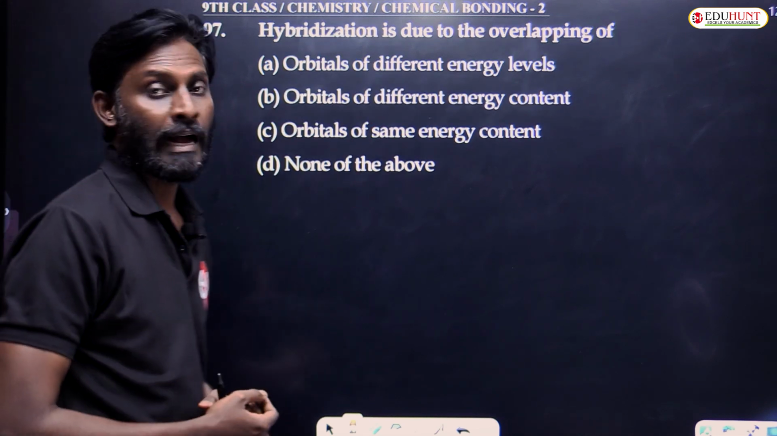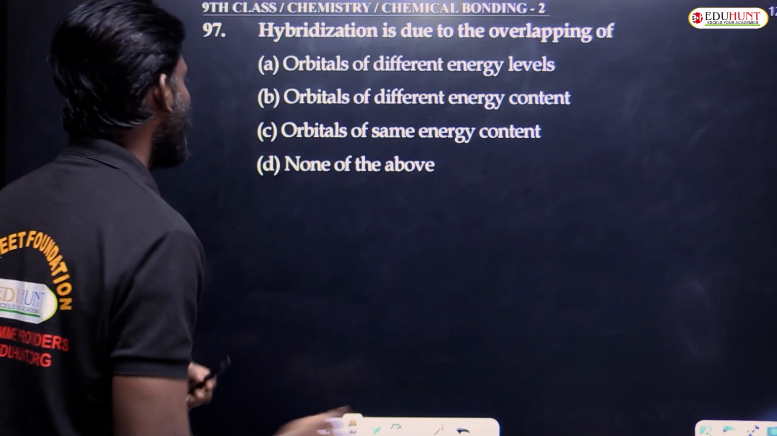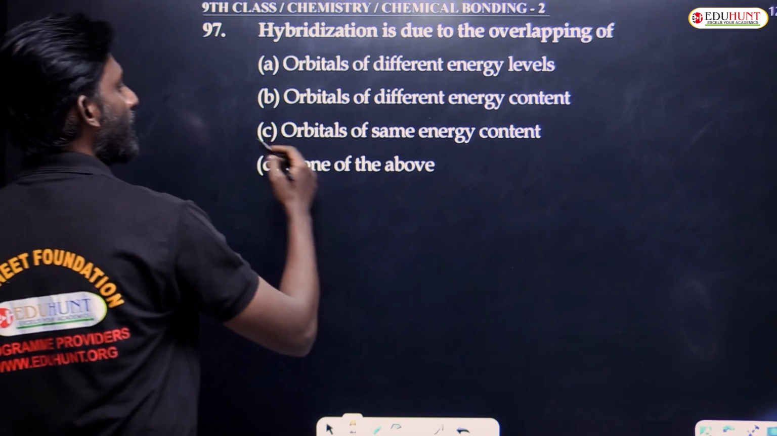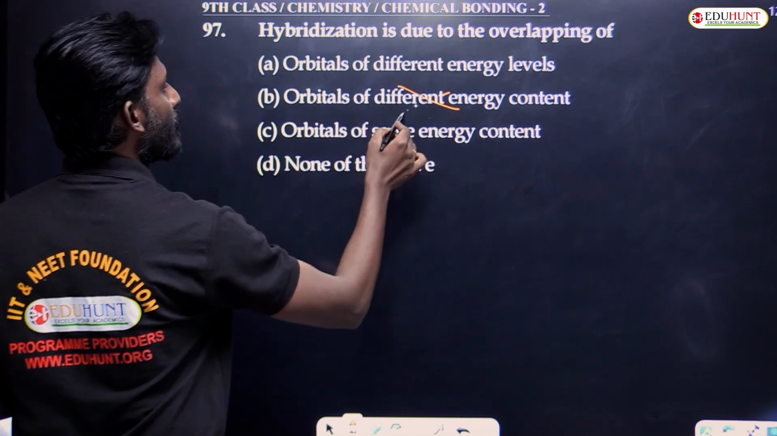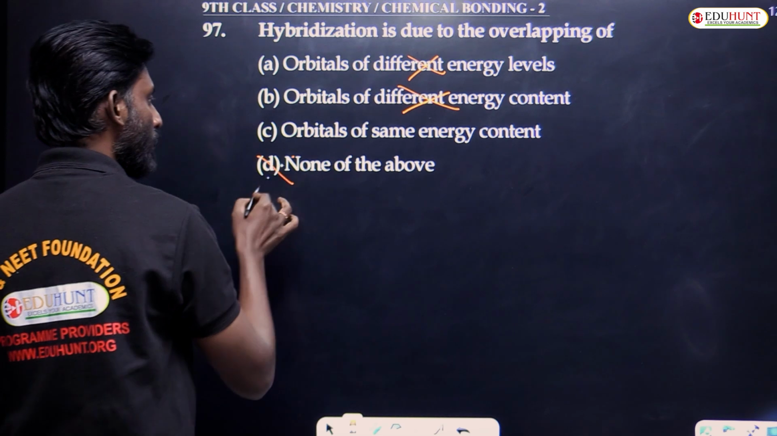Hybridization is due to the overlapping of atomic orbitals of the same energy. Different energy is wrong. So none of the above.